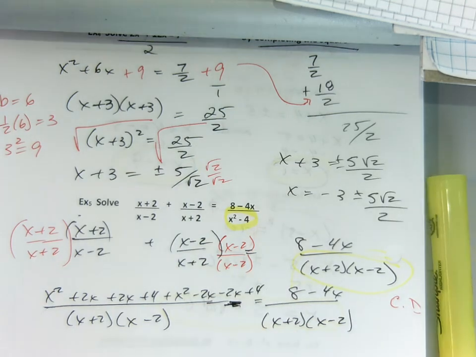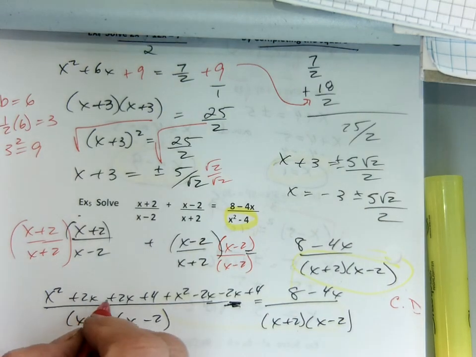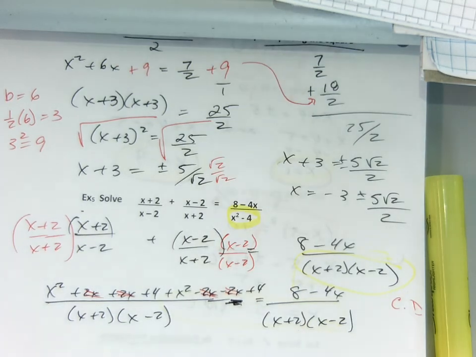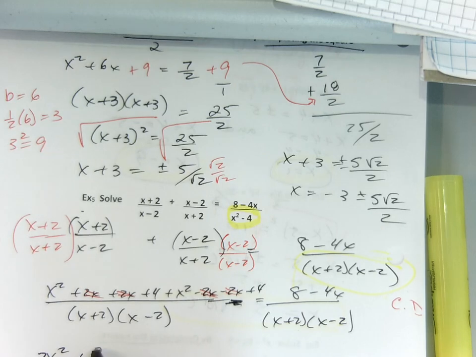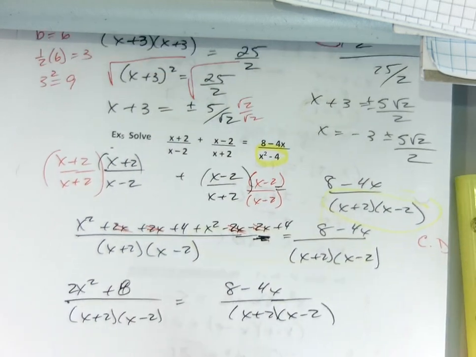Okay, so some things are going to happen. You guys see some things are going to happen? Yeah, totally agree, Red. This 2x cancels out this 2x. This 2x cancels out this 2x. Okay, so let's see what we have. I have an x squared plus 4. Oh, a 2x squared, my bad. 2x squared plus 8, over x plus 2, x minus 2, equals my 8 minus my 4x over my x plus 2 times my x minus 2. Scoot it up, right?